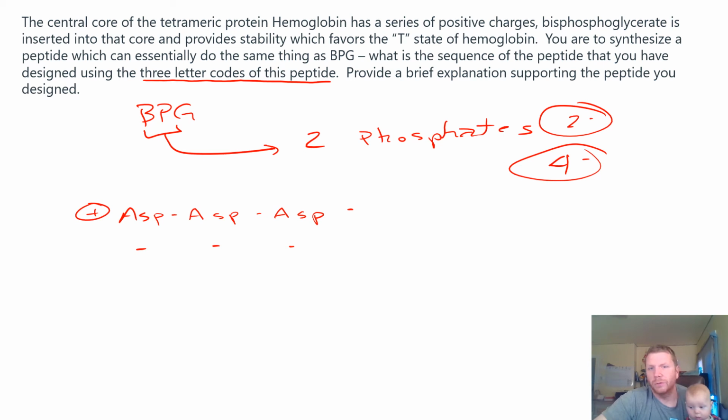Another acceptable answer would be something like EEE, where again you have negative, negative, negative, negative. So you have those 4 negative charges, the requisite 4 negative charges that I'm looking for. So that's essentially all that I'm looking for with respect to this question.